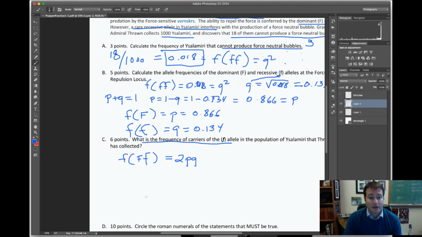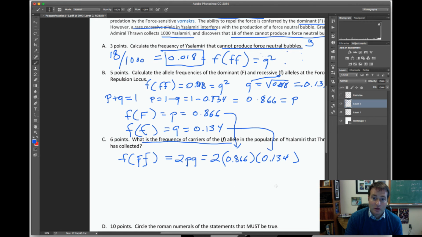All right, so the frequency of heterozygotes is 2pq. F's are a bad choice for alleles. I gotta stop doing that. Which is nothing more than 2 times 0.866 times 0.134, because we calculated P and Q up there. Right? So I'm breaking this down for you. You don't need to do all of this in one step.